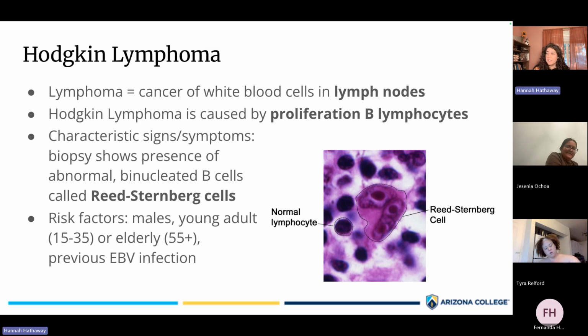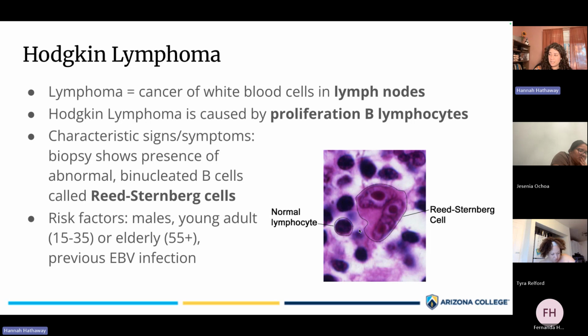For Hodgkin's lymphoma, it's a lymphoma. So oma means tumor, lymph like lymph nodes. So lymphomas are cancers of the white blood cells in the lymph nodes. Specifically, Hodgkin lymphoma is a proliferation of B lymphocytes, so B cells. And you see these very specific types of funky B cells, and this is what characterizes Hodgkin's lymphoma.